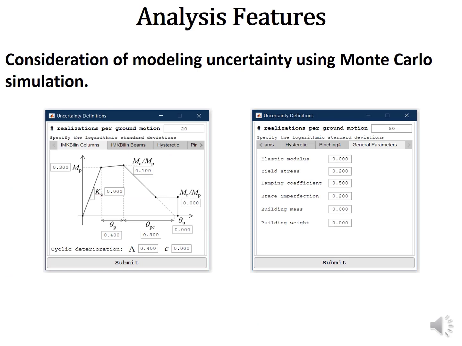You are also able to consider the modeling uncertainty using a Monte Carlo simulation, and this is all done within FM-2D. The only thing that you will need to provide is the logarithmic standard deviation, or the uncertainty associated with the modeling parameters of the different component models for the beams, the columns, the panel zones, and pretty much everything. You can also control the modeling uncertainty associated with some material parameters, the damping coefficient, even the mass and loads inside your model.